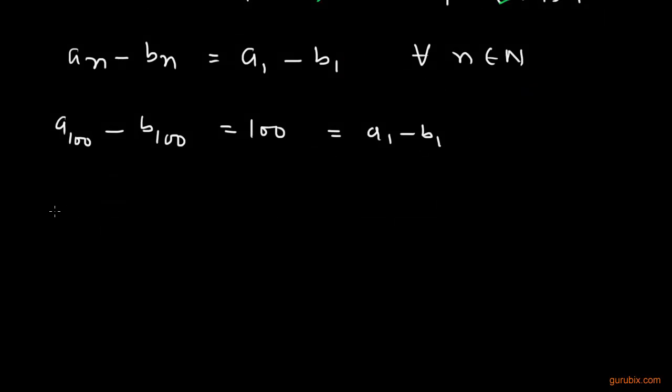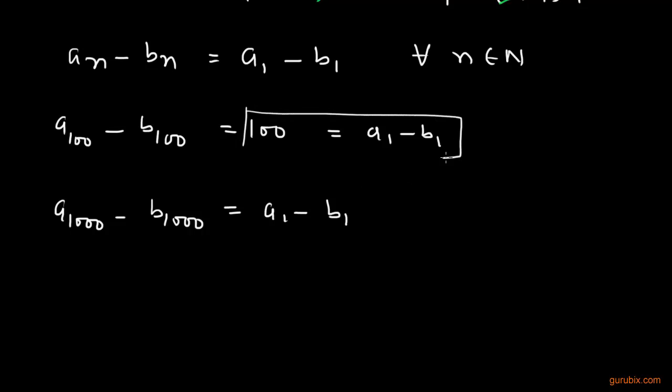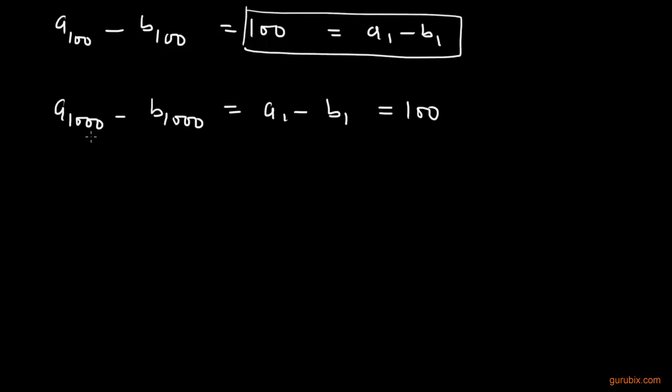And we have to find the difference between their 1000th terms. So we have to calculate a1000 minus b1000. So it will also be equal to a1 minus b1, and the value of this a1 minus b1 is 100. So the difference between their 1000th terms is also 100.